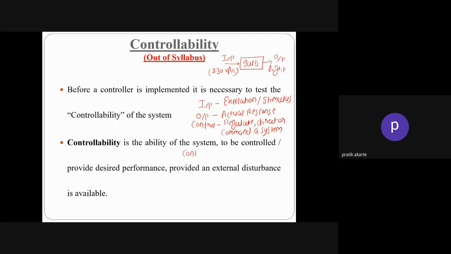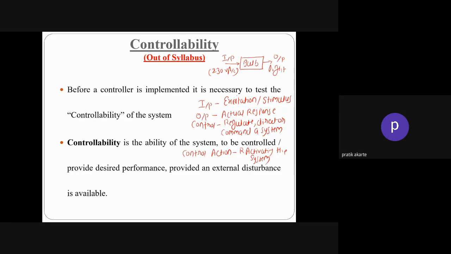Then comes the term control action. What is a control action? Control action is that quantity responsible for activating the system to provide the desired output.